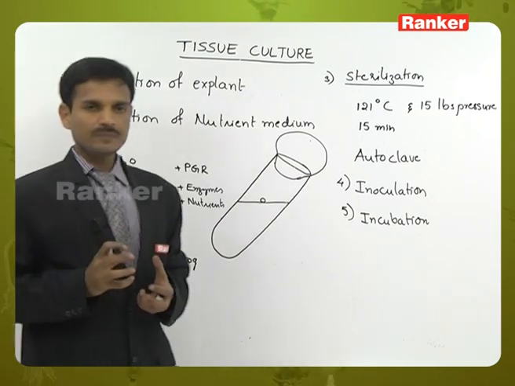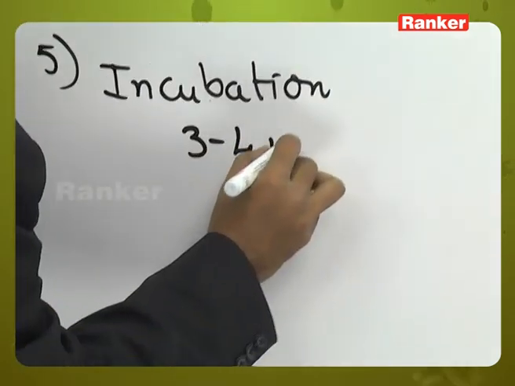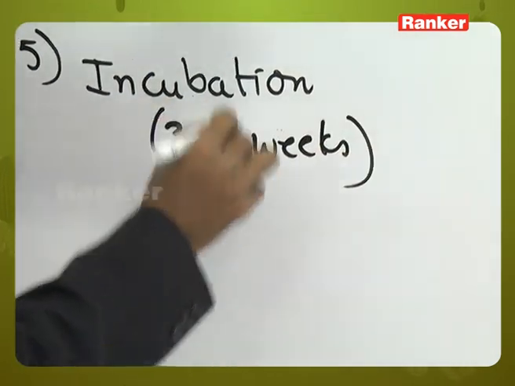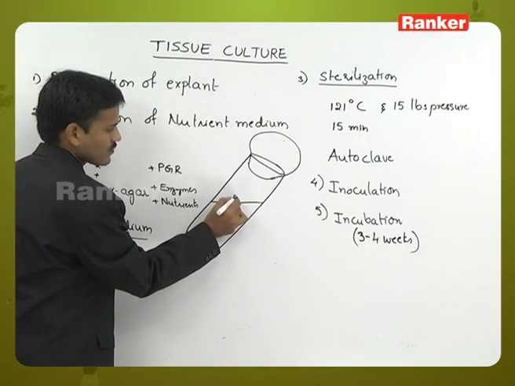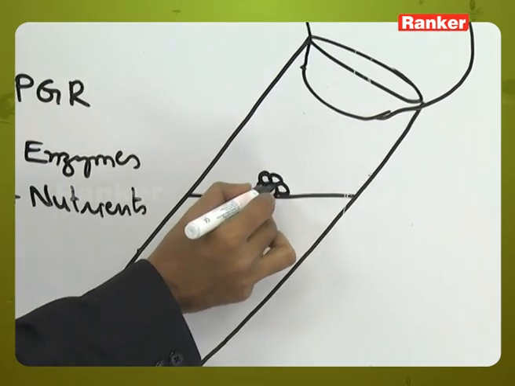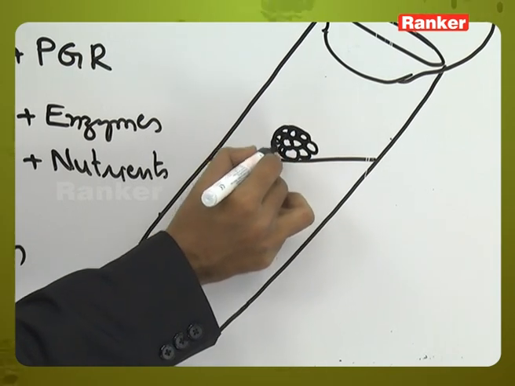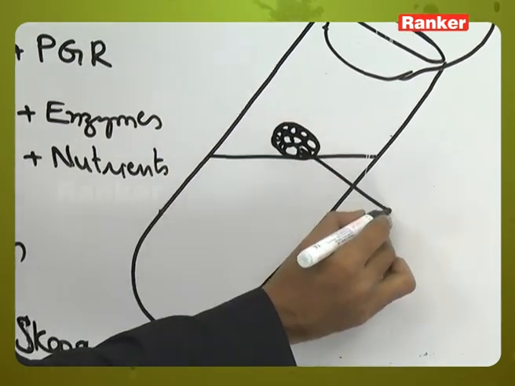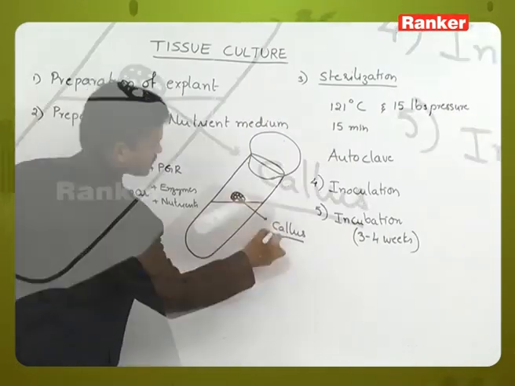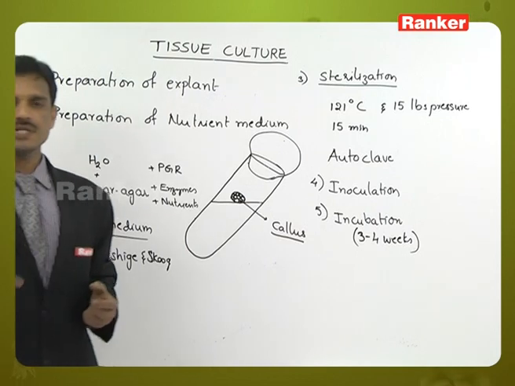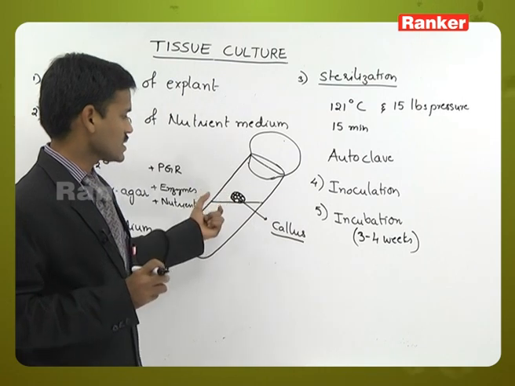Next, after some time, 3 to 4 weeks, this tissue develops: one cell divides into 2 cells, 4 cells, like this the number of cells increases. So, a group of cells is formed. This group of cells is called callus. It is the undifferentiated mass of cells.